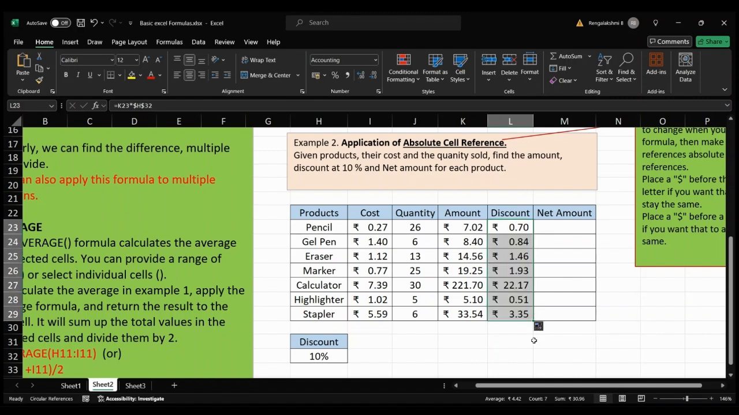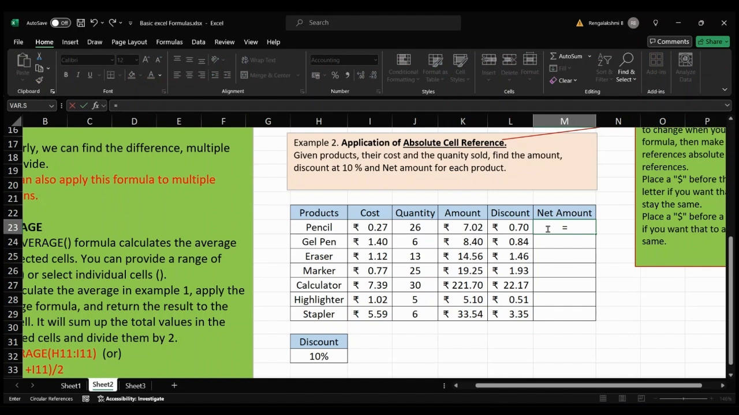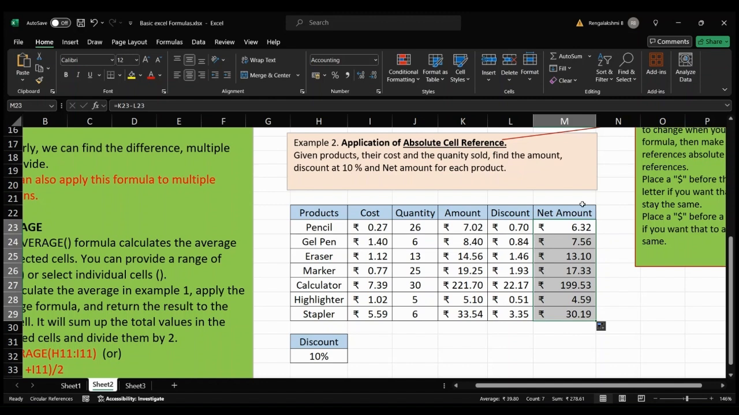Okay. Now next is to find the net amount. Net amount means total amount minus the discount. So I'll just write equal to the total amount here minus this discount, which is 6.32. Now we'll do formula autofill. And we got the net amount for all the values.